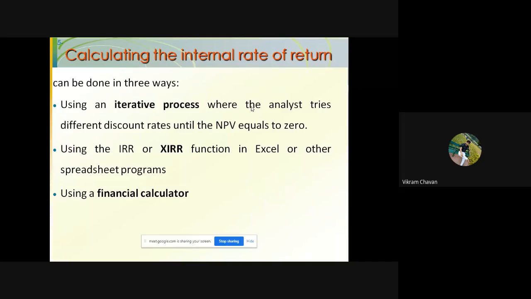Then we have seen the two processes for calculation of internal rate of return. First is the iterative process. In that process we have to guess the value of the discount rate, and we try to match NPV equal to zero by changing the discount rate value. Once we get NPV equal to zero for a particular discount rate, we consider that discount rate as the internal rate of return.